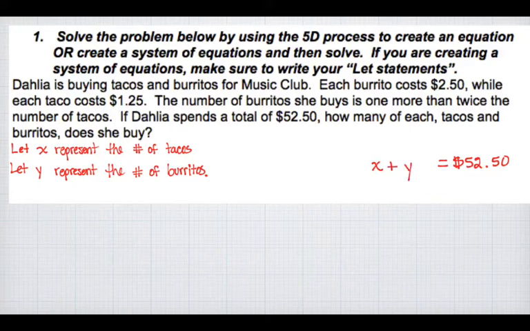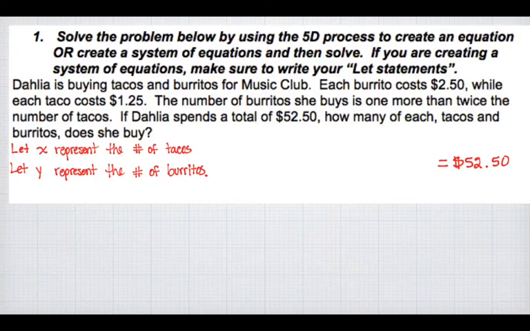And here's why I cannot do that. Because x represents the number of tacos. So I can't say this many tacos plus this many burritos equals $52.50. No, if I have like 5 tacos and 7 burritos, that would be 12 tacos and burritos, right? It's not going to turn into dollars magically. So over here, I have to put something that represents money. So x plus y is not going to cut it.